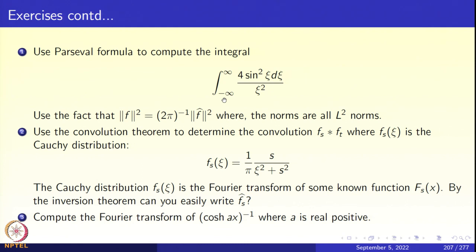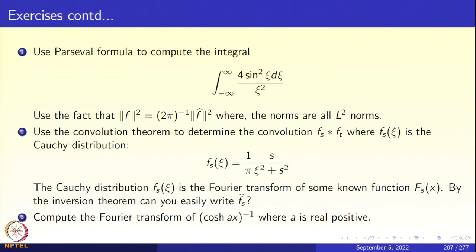For the second one, I gave you a hint. I said, if you take this Cauchy distribution, little f of s, then this Cauchy distribution is a Fourier transform of some known function capital F of s. Now, by now you may have guessed or may have referred to the notes and found out what this F of s is. Let me give it to you. It is e to the power minus s mod x, where s is positive. If you take the Fourier transform of that, you are going to get little f of s.